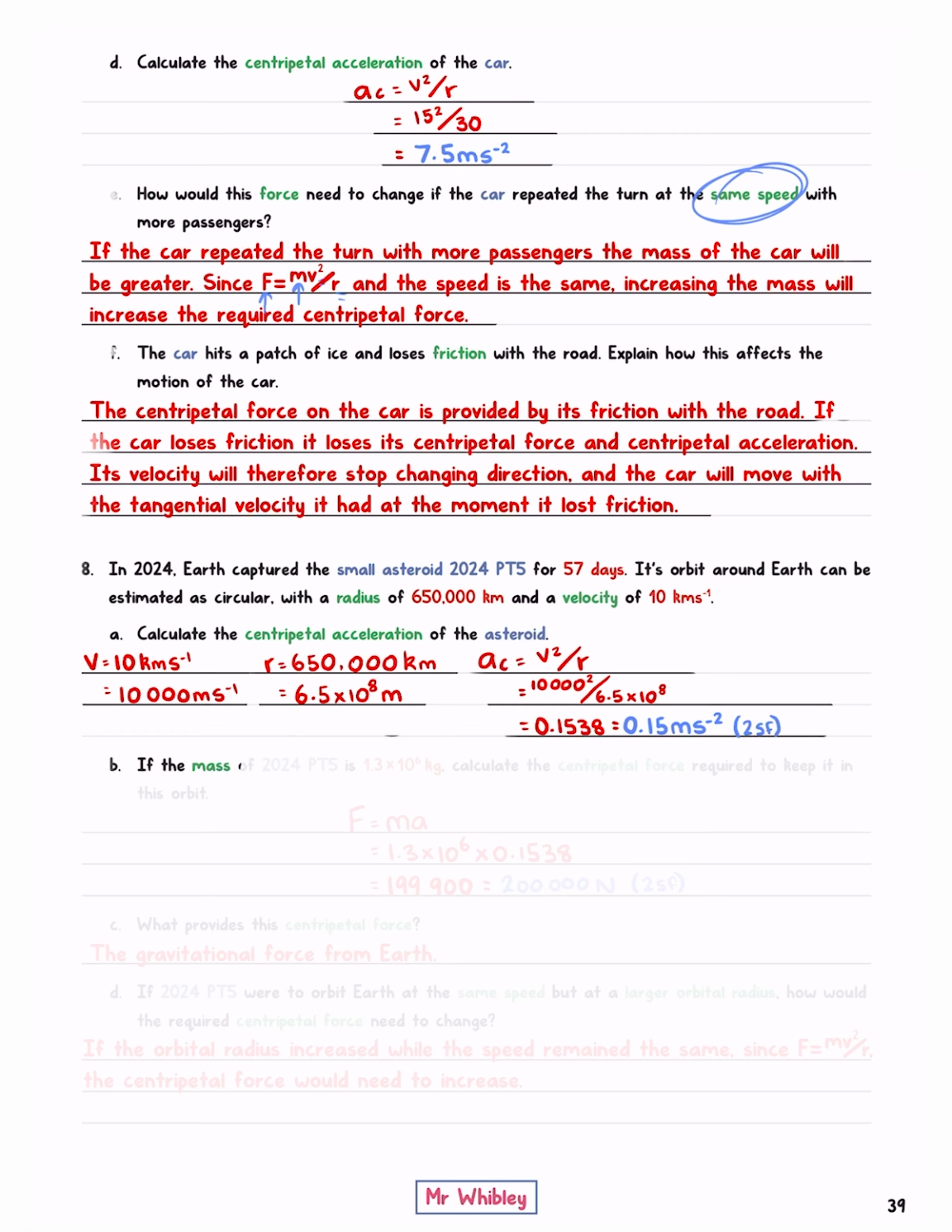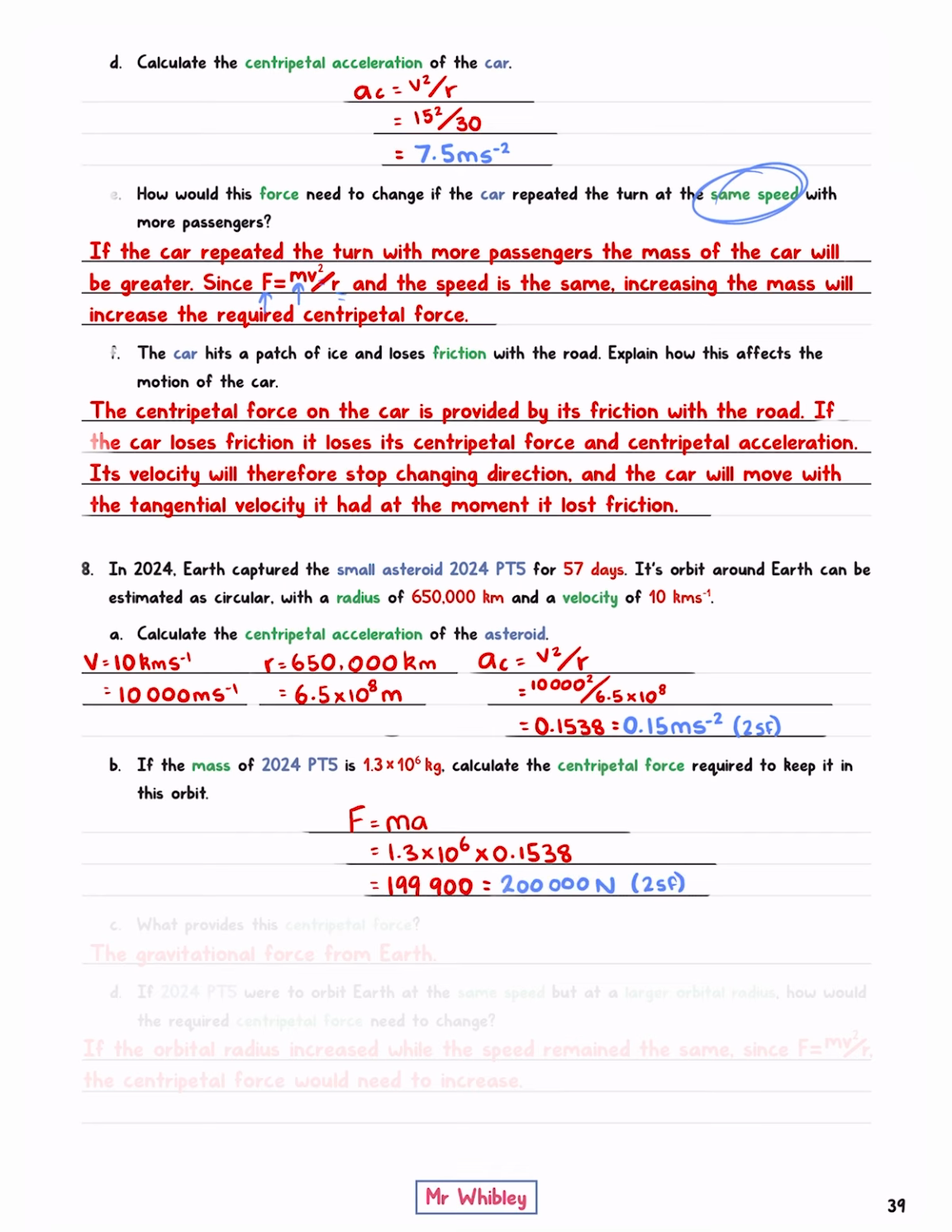If the mass of 2024 PT5 is 1.3 times 10 to the 6 kilograms, calculate the centripetal force required to keep it in this orbit. We know that force is mass times acceleration, and so we just multiply the acceleration we found in the last question by the mass we were just given. That gives me 199,900, or 200,000 newtons to two significant figures.